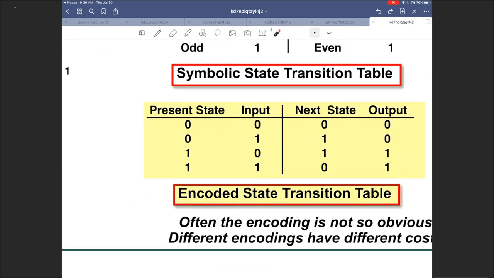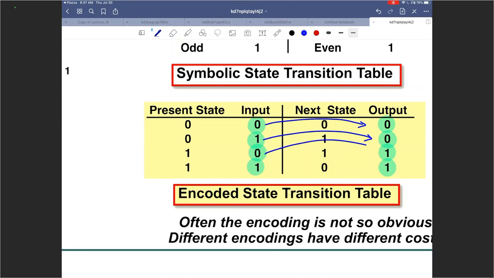Input is right here, 0, 1, 0, 1. And my output is right here, 0, 0, 1, 1. So if I want the input here to go to output like that, and I'm trying to use the T flip-flop, what do I do? I have: don't toggle there, toggle there, toggle there, don't toggle there. Right? As simple as that.